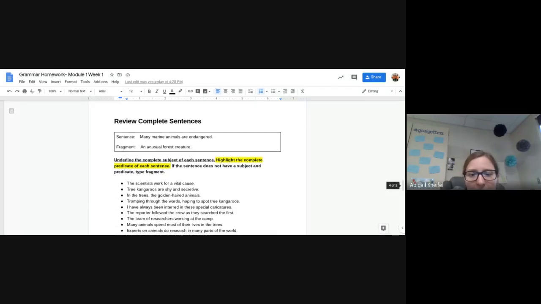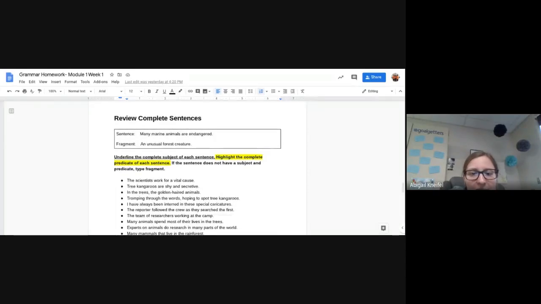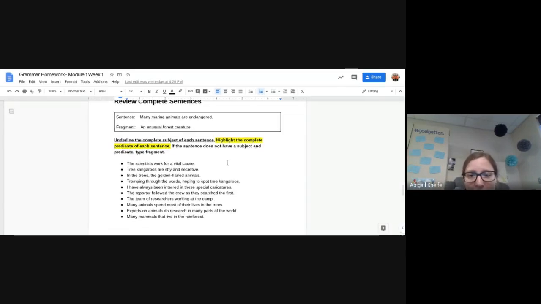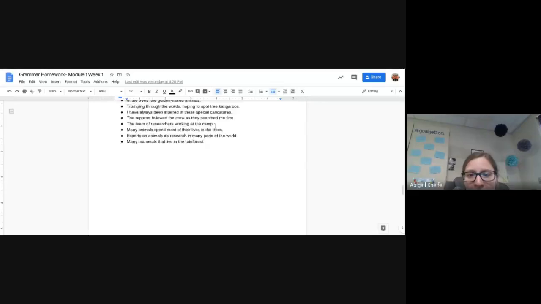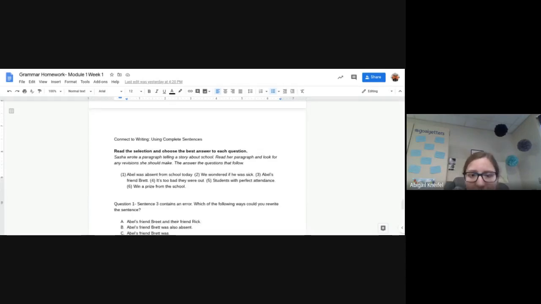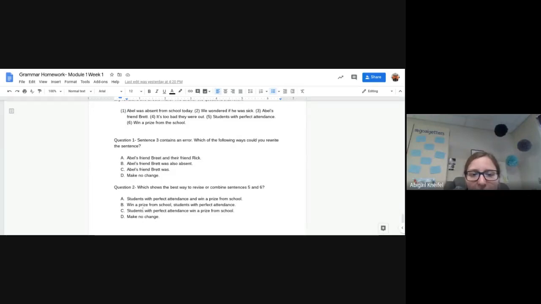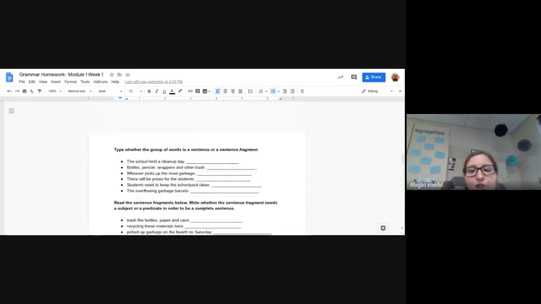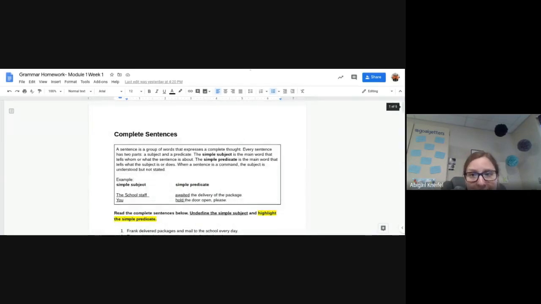And then this one, we are just reviewing complete sentences. Same thing. You're underlining each subject in the sentence, and you're highlighting the complete predicate in each sentence. If the sentence does not have a subject or a predicate, you need to type fragment. So some of them you need to write fragment for. And then lastly, on the last page, you just have to read this little paragraph and answer 2 multiple choice questions about how to make the paragraph better. All of this is due by Thursday morning.